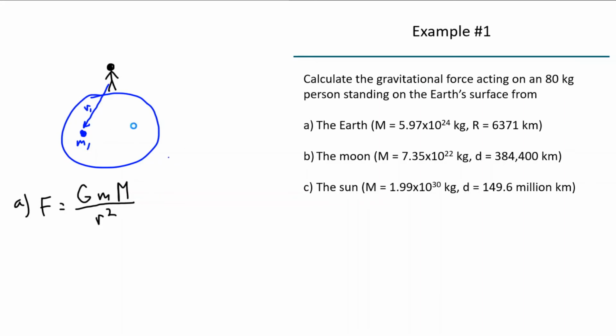But it turns out if we do that, we find that the force acting on this person is identical to what we would have if we calculated the force between the person and a point particle with mass m at the center of the Earth. So we can just use the radius r of the Earth as our distance between the person and the center of the Earth. And this actually works for any spherical object.